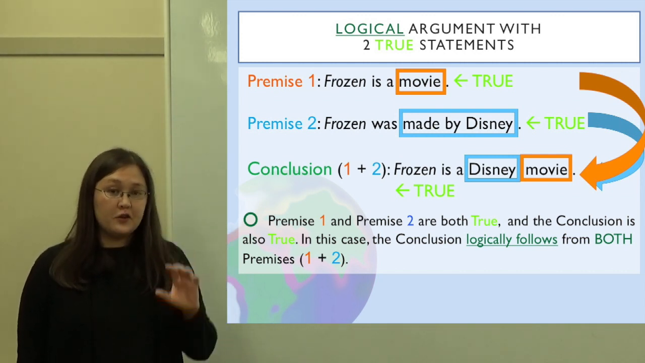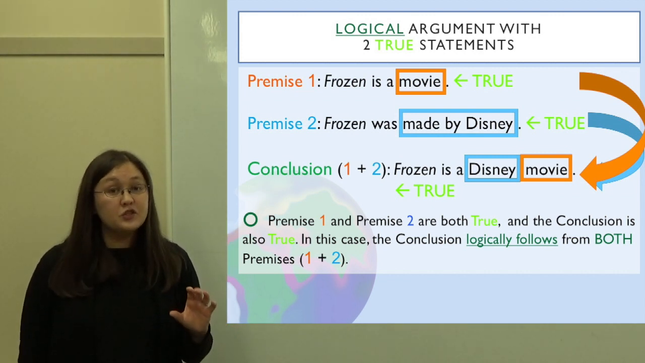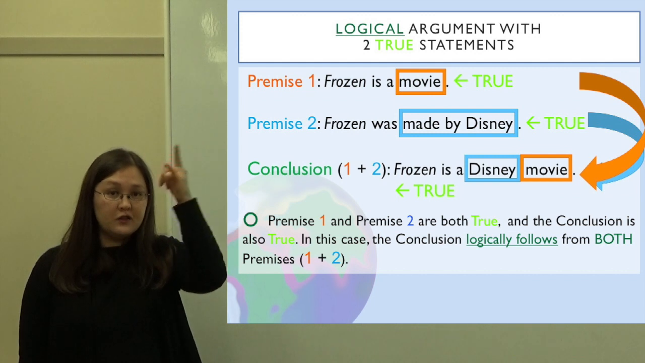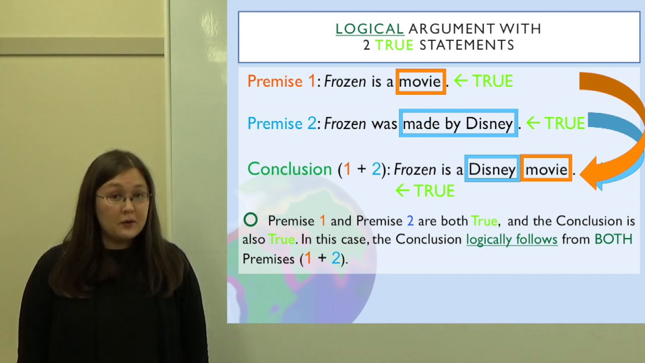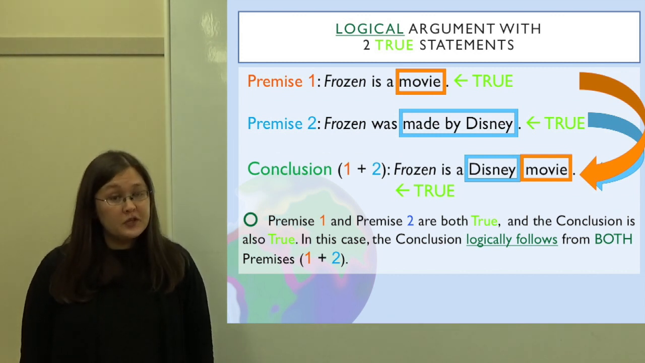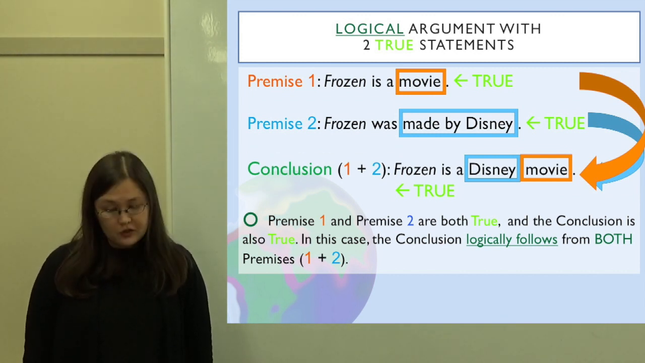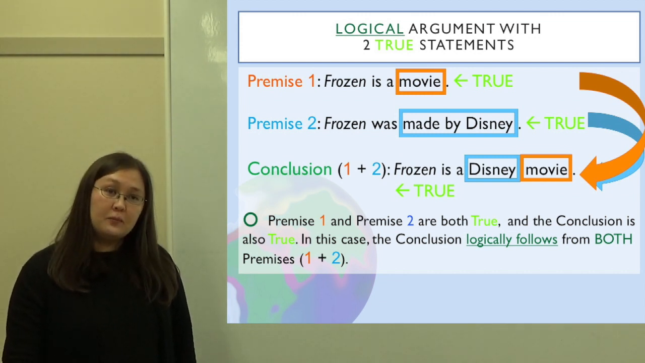This is the type of argument we want to make. Premises go into the conclusion and don't lose any of the information. All of the information should go into the conclusion. Premise 1 and Premise 2 are both true. The conclusion is also true. So in this case, we can see the conclusion logically follows from both premises 1 plus 2.